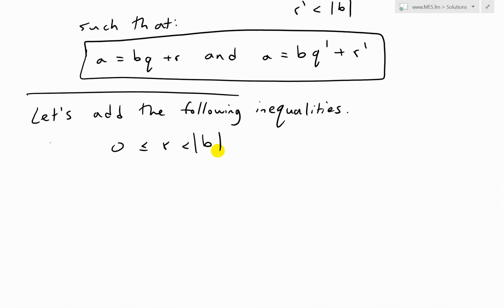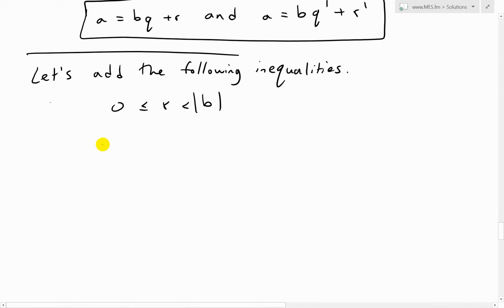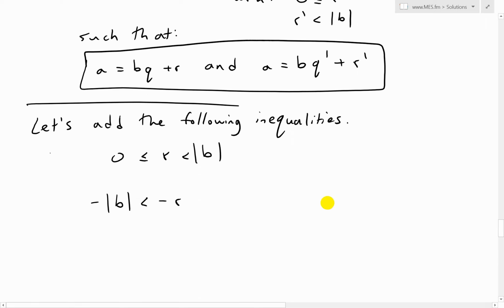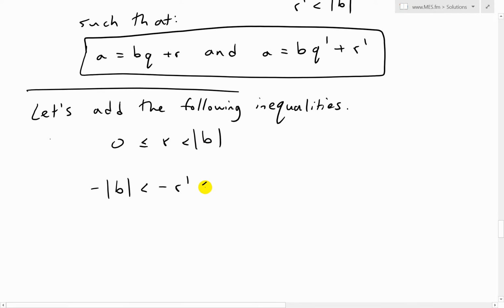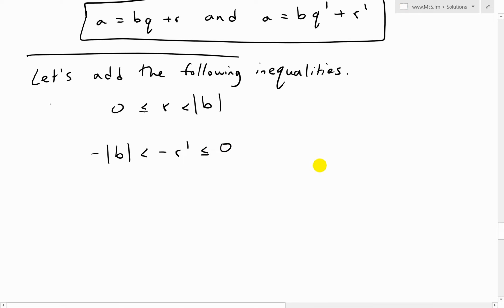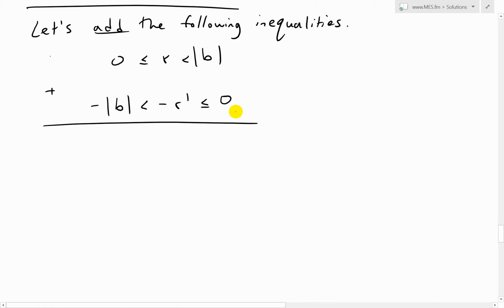Now if we look at the negative side of all this, let's put another inequality. Negative absolute value of b is less than the negative of r prime, because remember r prime is greater than or equal to 0, and this is less than or equal to 0. So we just flipped it around using r prime, and then we add these up to get some inequalities that include r prime and b.